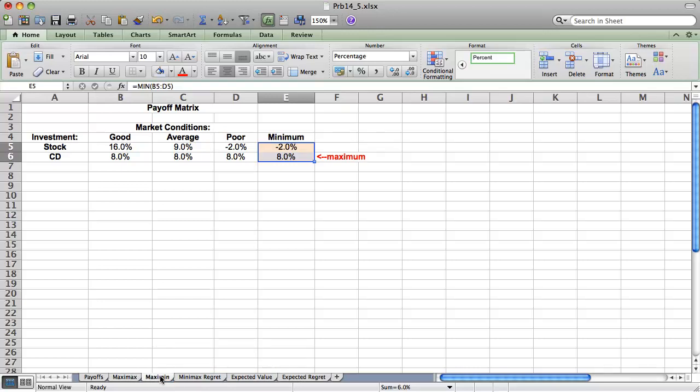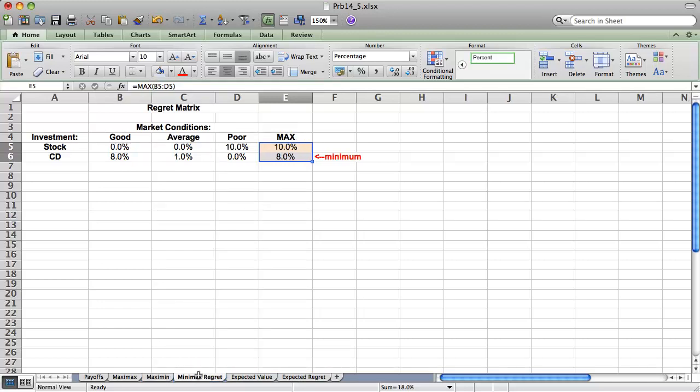The next table will show us the kind of worst case scenario. So if we had the best outcome under the poorest conditions, we can see that the 8% or the CDs would be the correct decision here according to that decision rule.